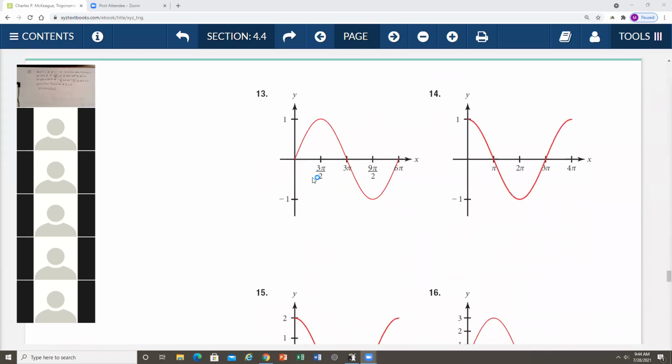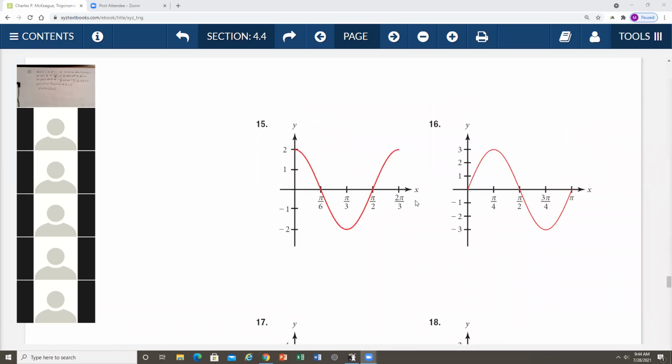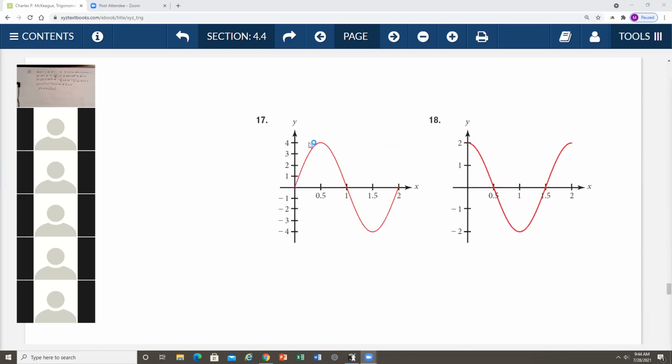Number 13, quickly. Would it be a sine or cosine function? It's a sine function. Number 14, sine or cosine? Cosine. Number 15? Cosine. Number 16? Sine. Number 17 looks like a sine. What would be the period for number 17? The period, 2. 18 is a cosine.